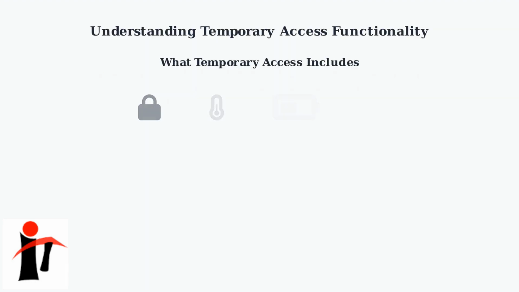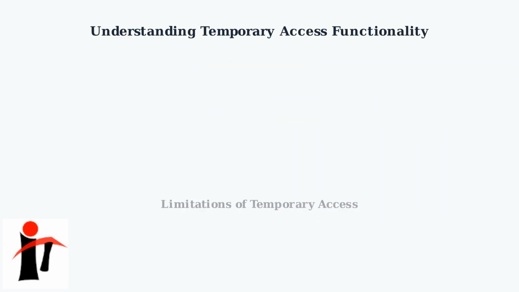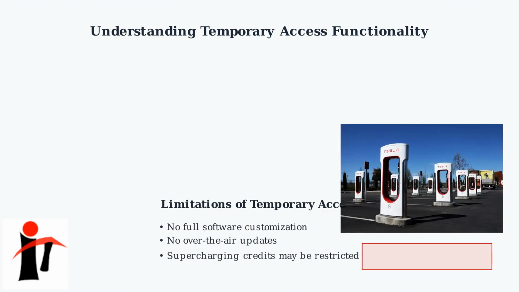Temporary access gives you control over essential vehicle functions. You'll have access to the vehicle's locks, climate control, charging capabilities, and driving functions through the Tesla app. This also supports keyless entry, making it easy to enter and exit the vehicle without physical keys. However, temporary access has some limitations. It doesn't include full software customization options, and you won't have access to over-the-air software updates that are typically available to owners. Additionally, supercharging credits might be restricted unless they're specifically included in your rental package.